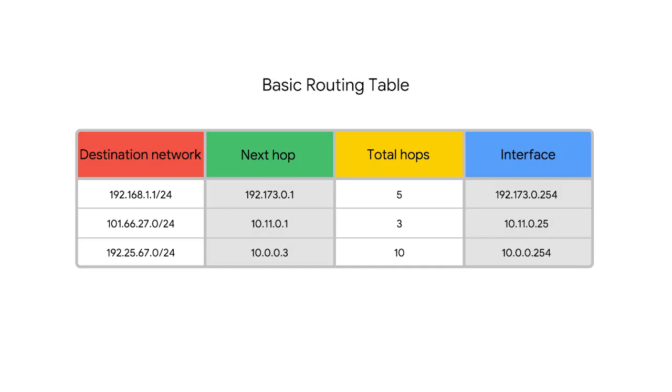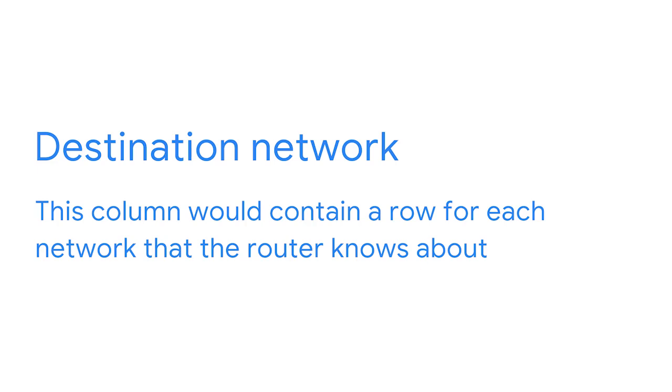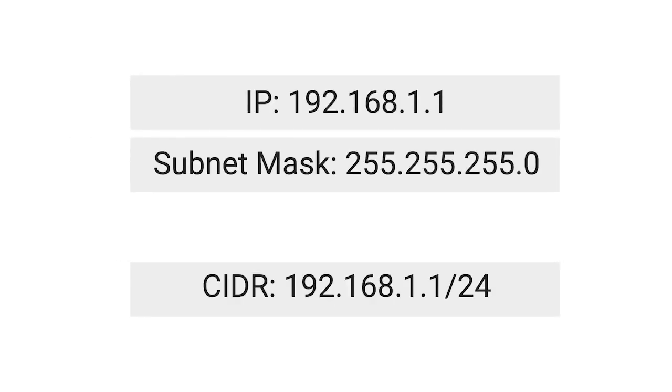The most basic routing table will have 4 columns. Destination network. This column would contain a row for each network that the router knows about. This is just the definition of the remote network, a network ID and a net mask. These could be stored in one column in CIDR notation, or the network ID and net mask might be in a separate column. Either way, it's the same concept.